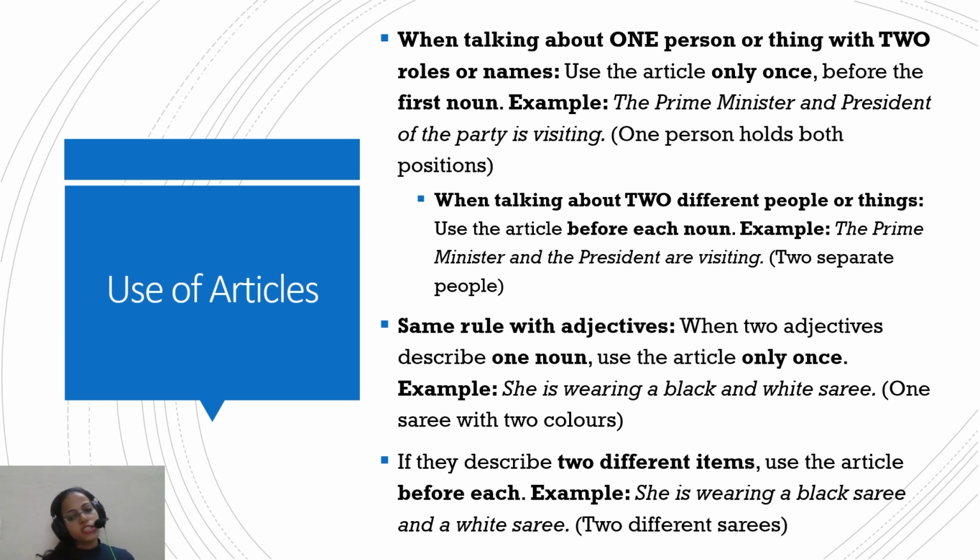Same rule applies with adjectives also. When two adjectives describe one noun, you use the article only once. So she is wearing a black and a white sari. So the sari has black color and white color. So she is wearing a black and a white sari.